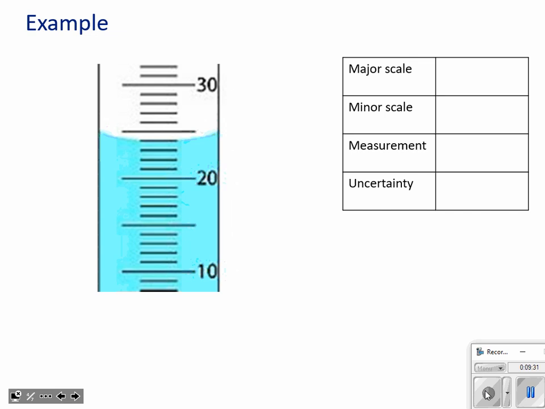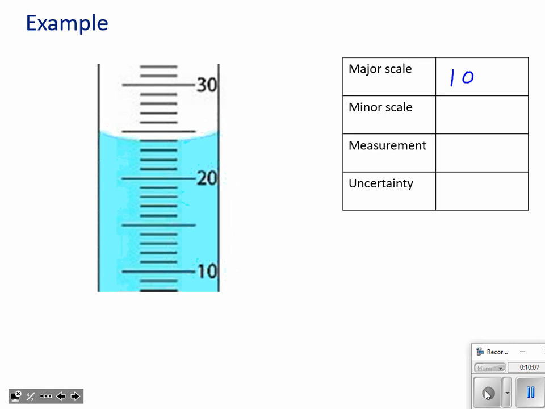My first question, what is my major scale? Anybody? You've already answered one. Cubby said it is 10. Well, I agree with him. So, my major scale is going to be 10. Now, we've got to figure out a label, and it's not on here.